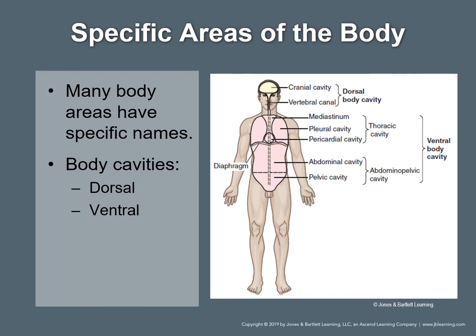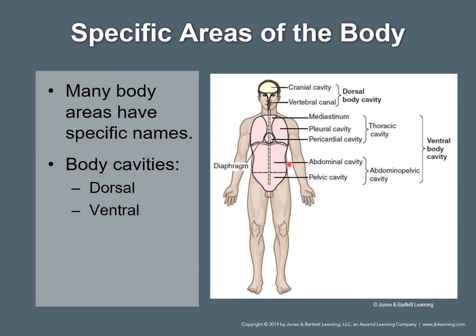Body cavities. All right, so you have the dorsal cavities. These are posterior and include the cranial cavity and the spinal cavity. So here you have the cranial cavity, and then your spinal cavity is going to run the length of the spinal cord here.